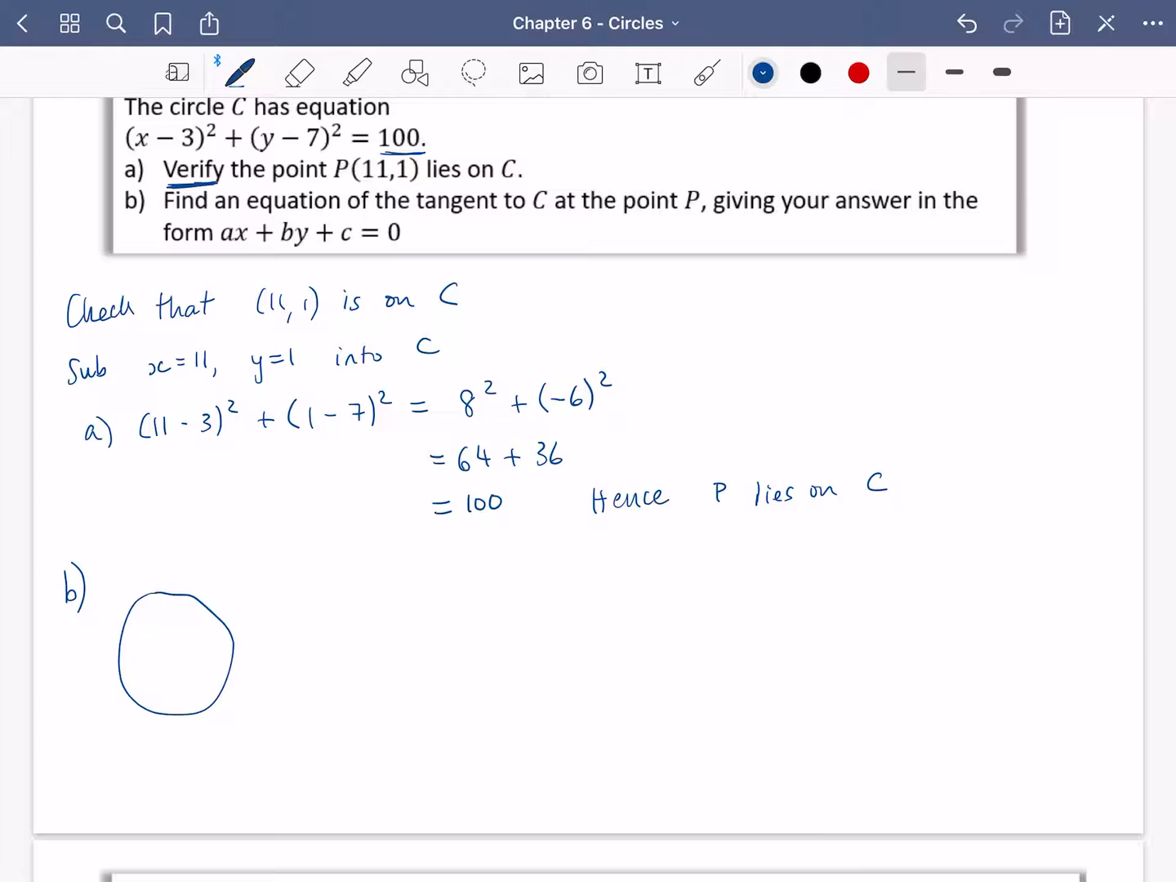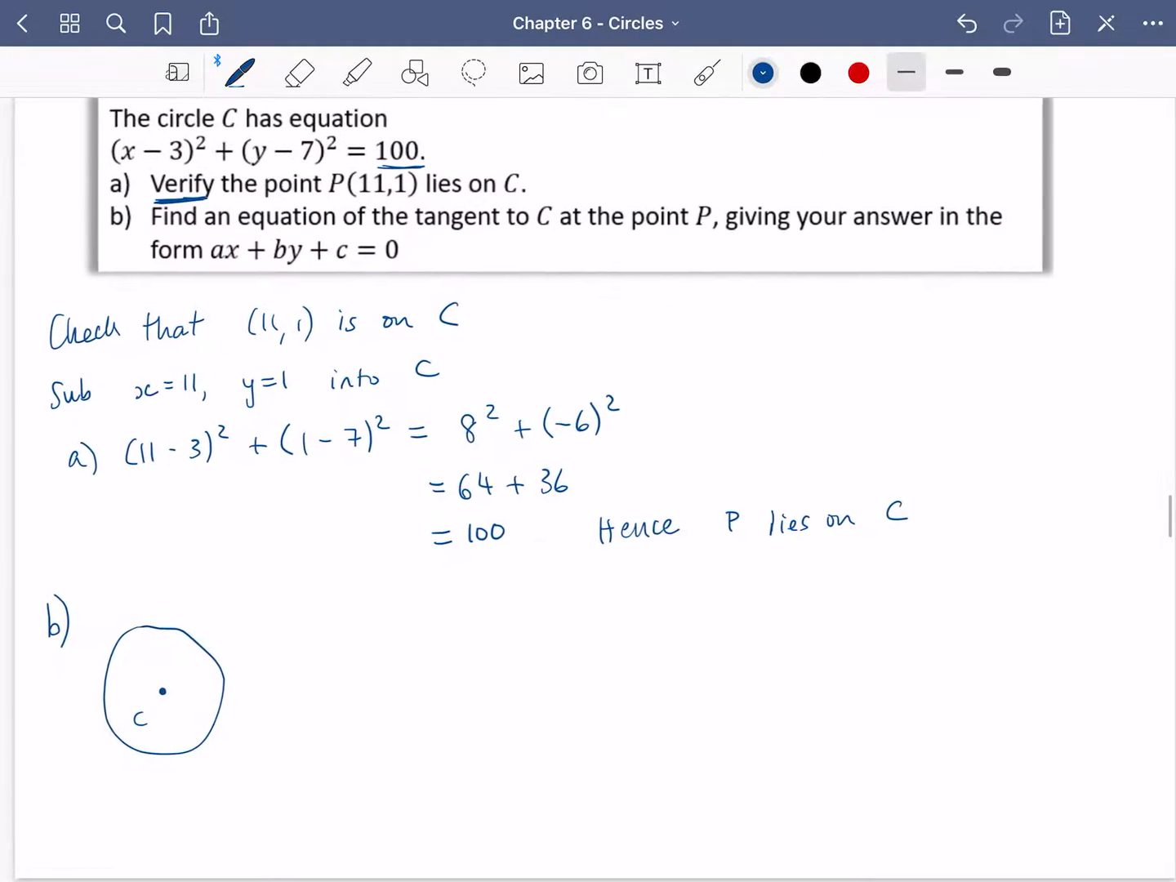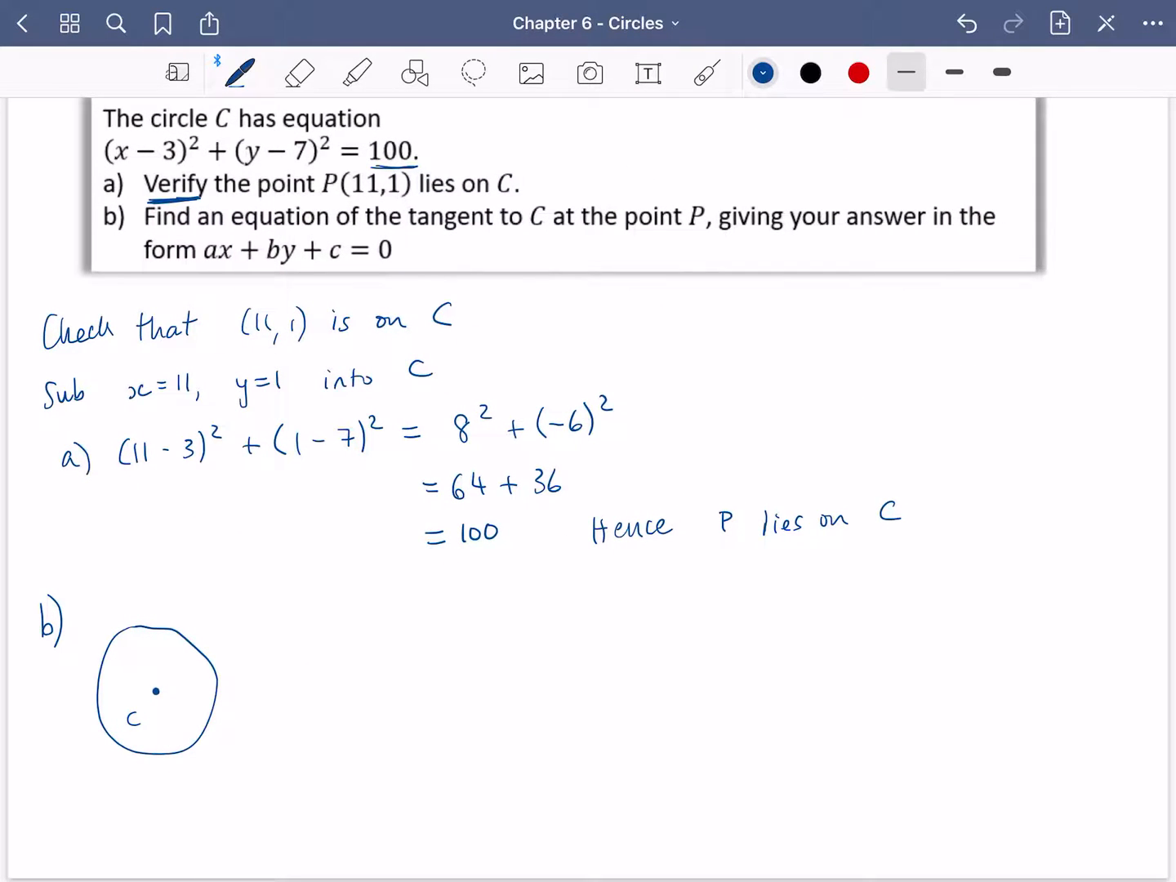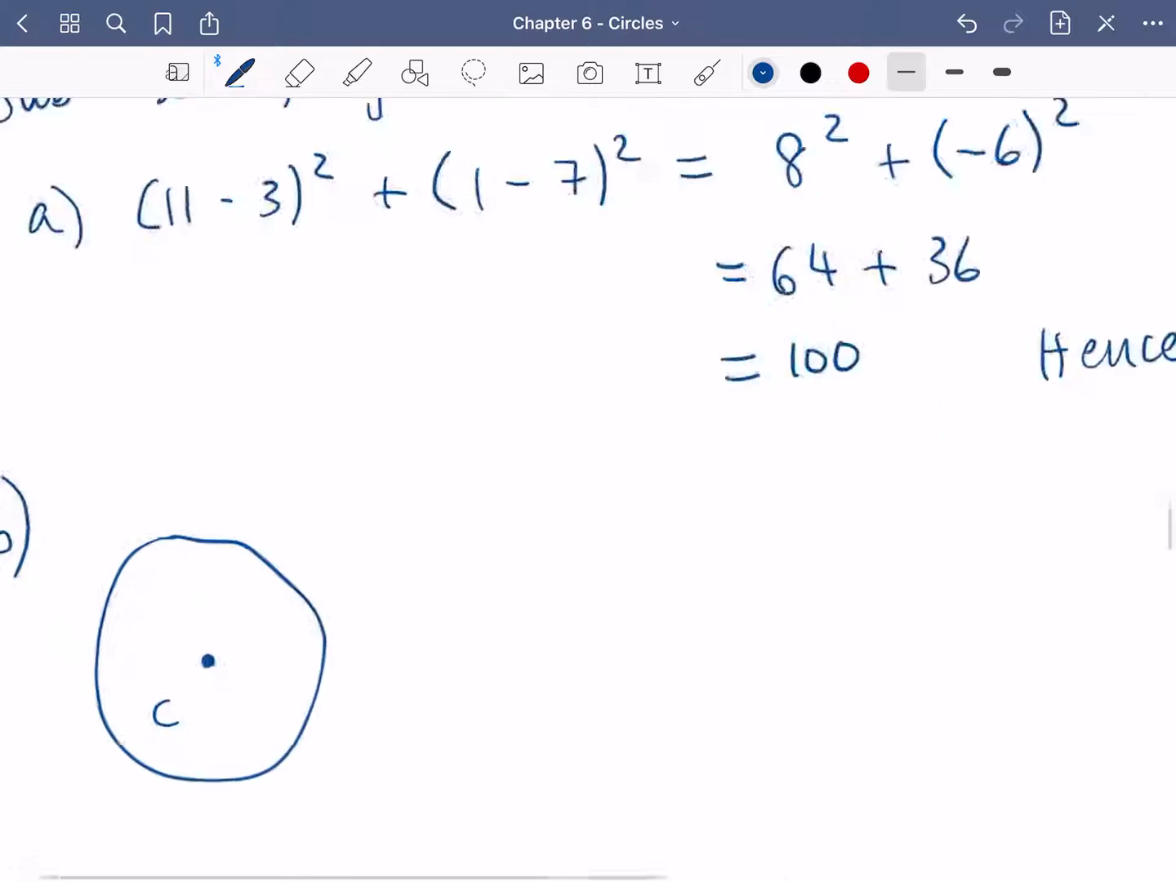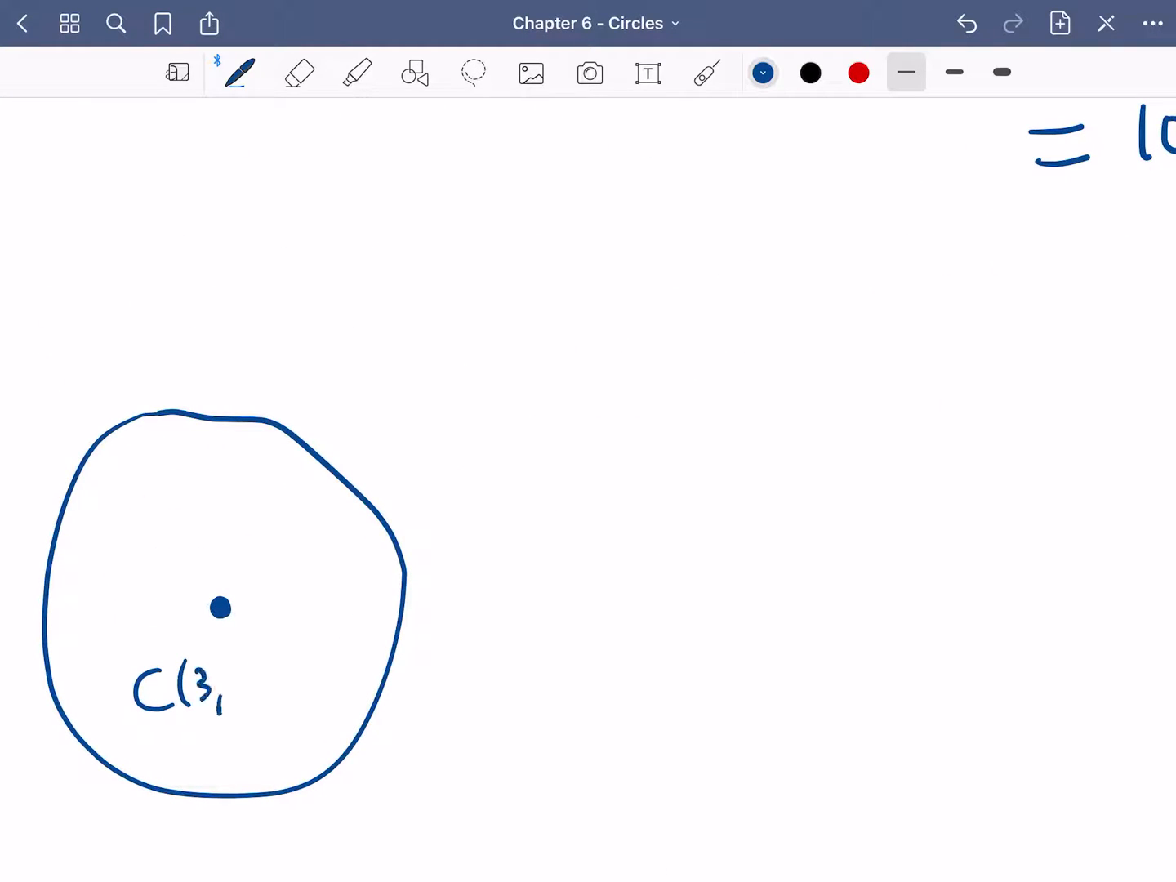So we have a circle. It doesn't have to be a perfectly drawn one. We know the coordinate of C is, where do we know the coordinate C is? I don't think we've actually talked about that yet. But the center of the circle, we can really quickly tell that the center that we have here is going to be (3, 7), because it's from the equation.